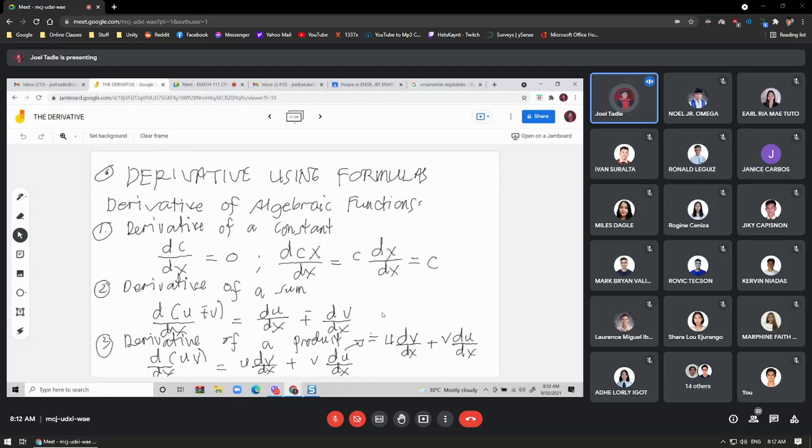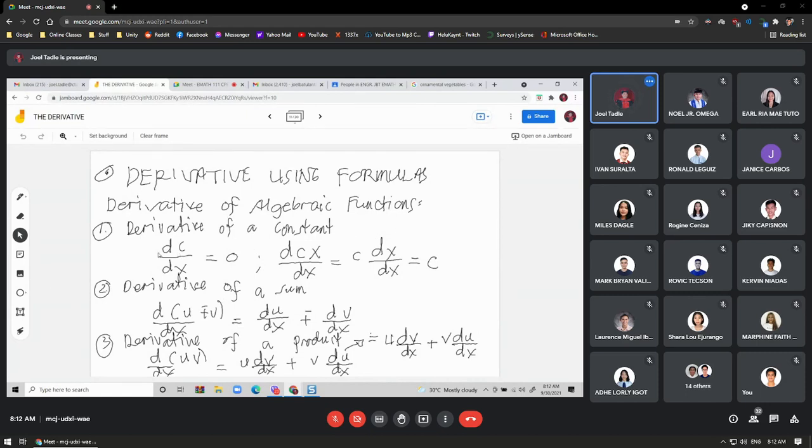Okay, so these are the basic formulas of finding the derivative of a function, derivative of algebraic functions. So first formula, the derivative of a constant.